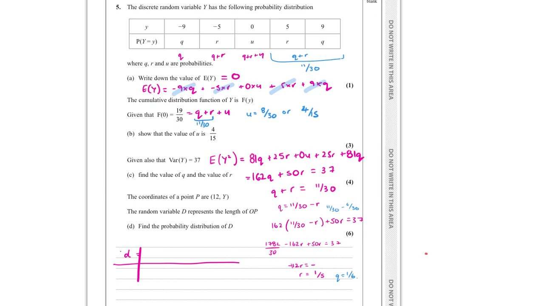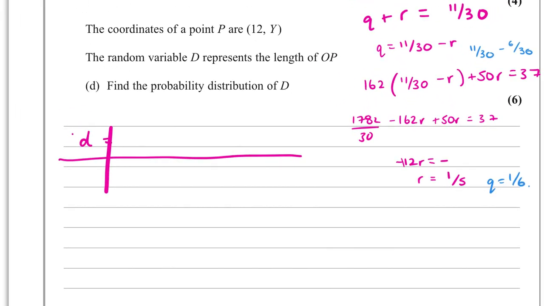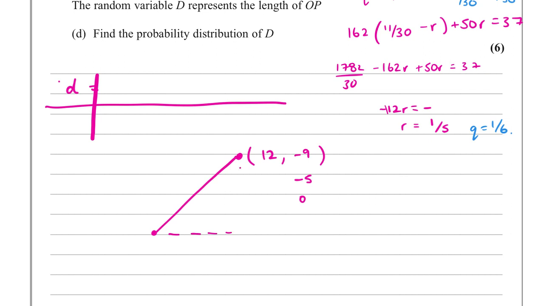Now, when we're talking about lengths, these negatives and positives aren't really going to matter so much. The random variable d represents the length of OP. When I'm thinking of my length OP, I'm thinking from my origin to my point P. This is O to P, and this is 12 and any one of my y's. So my y, for example, could be minus 9, or minus 5, or 0. How am I going to find the length of this line? Well, we can use Pythagoras.